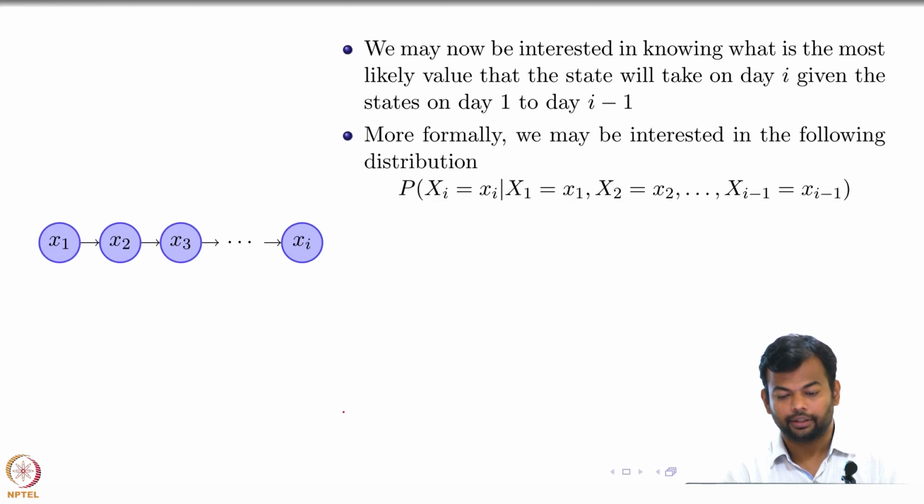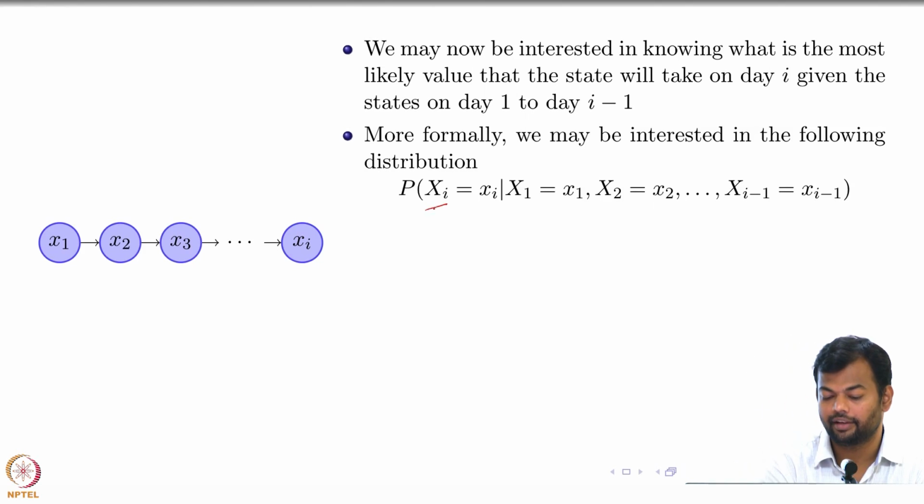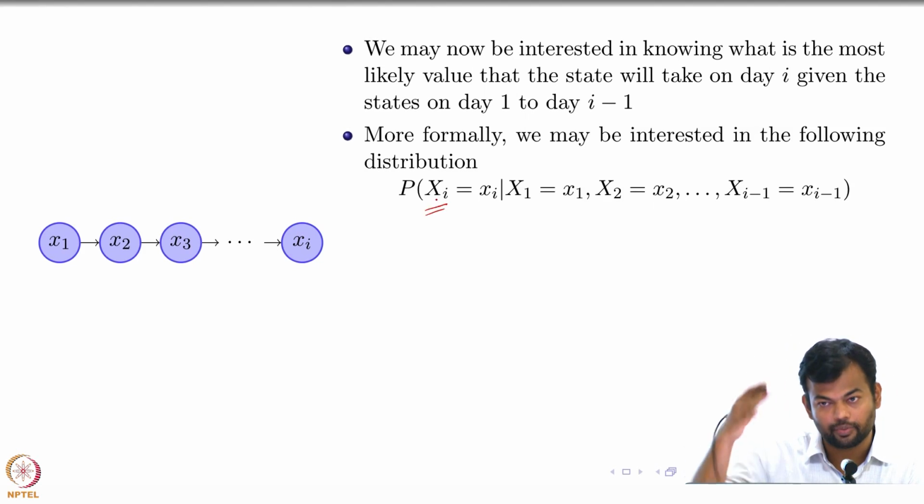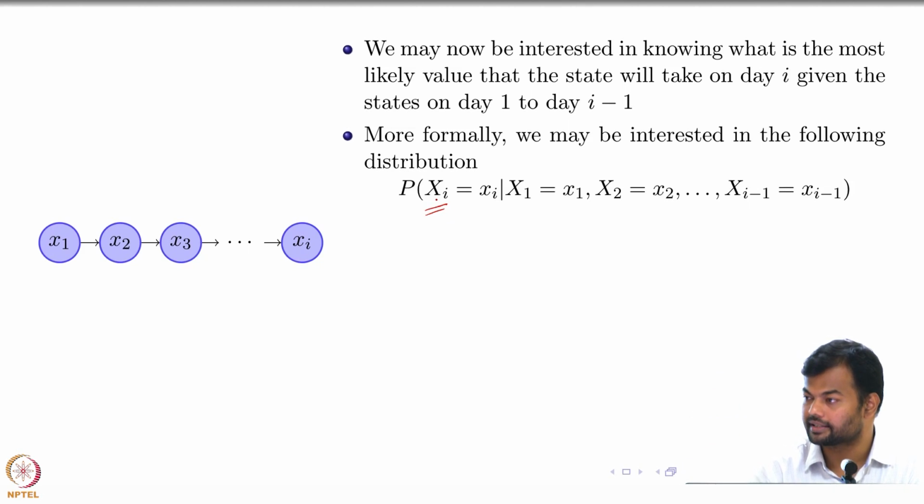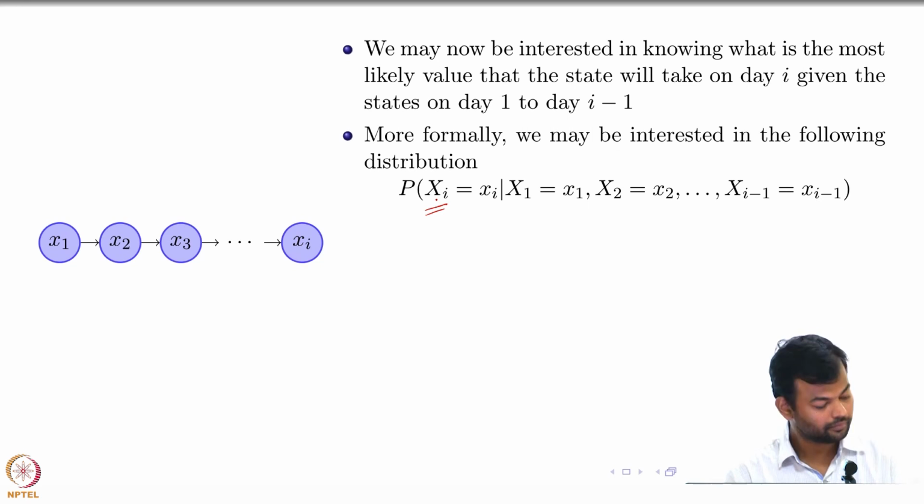Now, more formally, we are interested in the random variable Xi. Each variable in the chain is a random variable, taking on the value small xi, given the states of all the other random variables that you have seen previously. So X1 equal to small x1, X2 equal to small x2, and so on. That's the question that we are interested in.